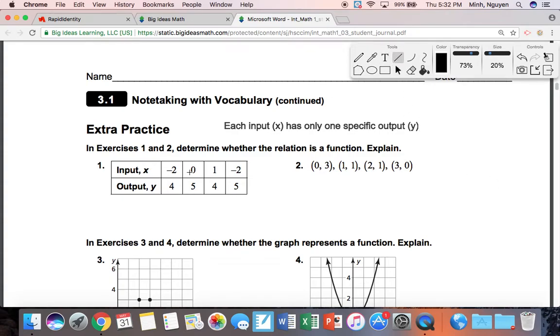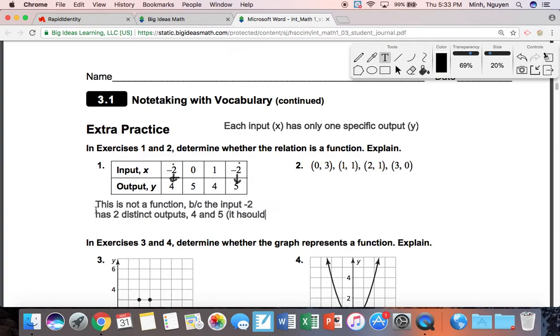So let's look at this. -2, 0, 1, -2. The only one that is even the same that we need to look at is -2. And would you look at that? 4 is one output, and 5 is the other output. 4 and 5 are not the same, so this is not a function. This is not a function because the input -2 has two distinct outputs, 4 and 5.